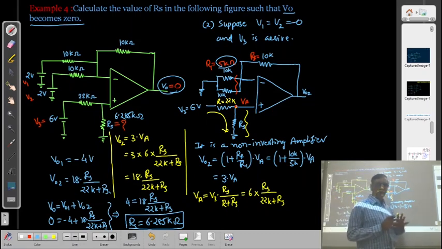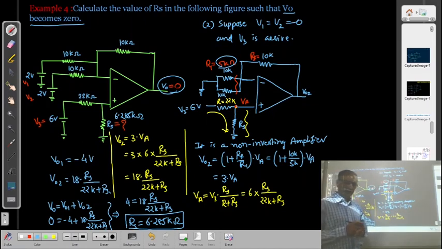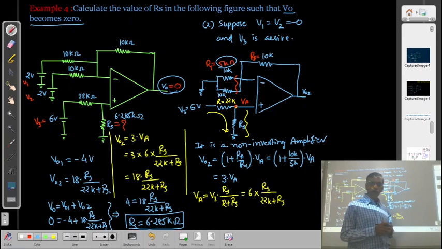Okay? So in the next session, we will discuss another important amplifier circuit, and that is known as an instrumentation amplifier.